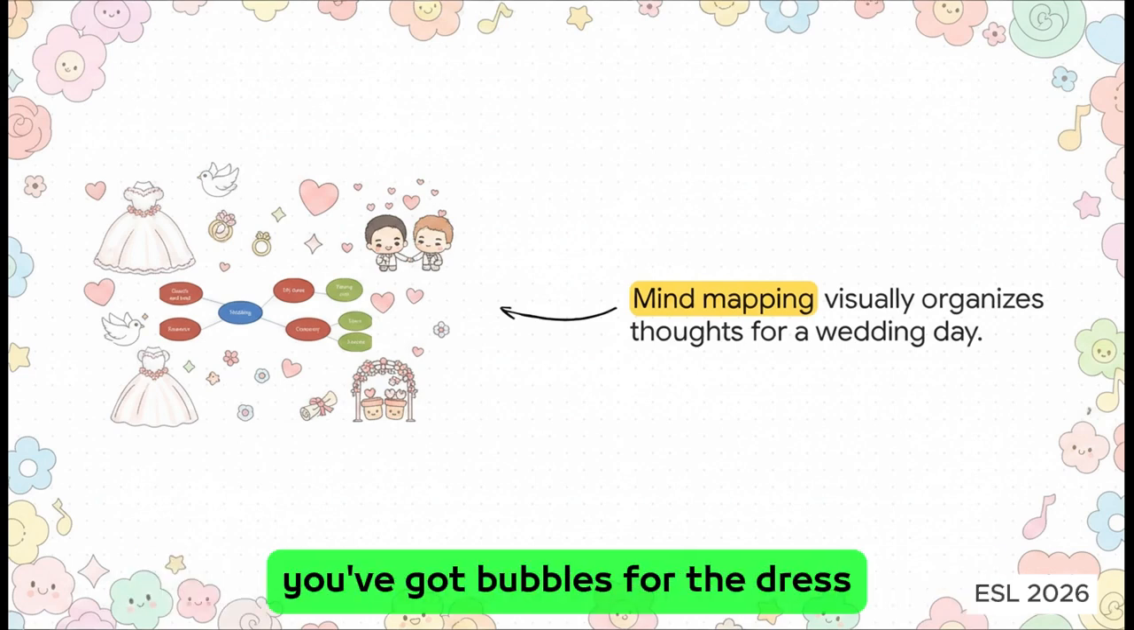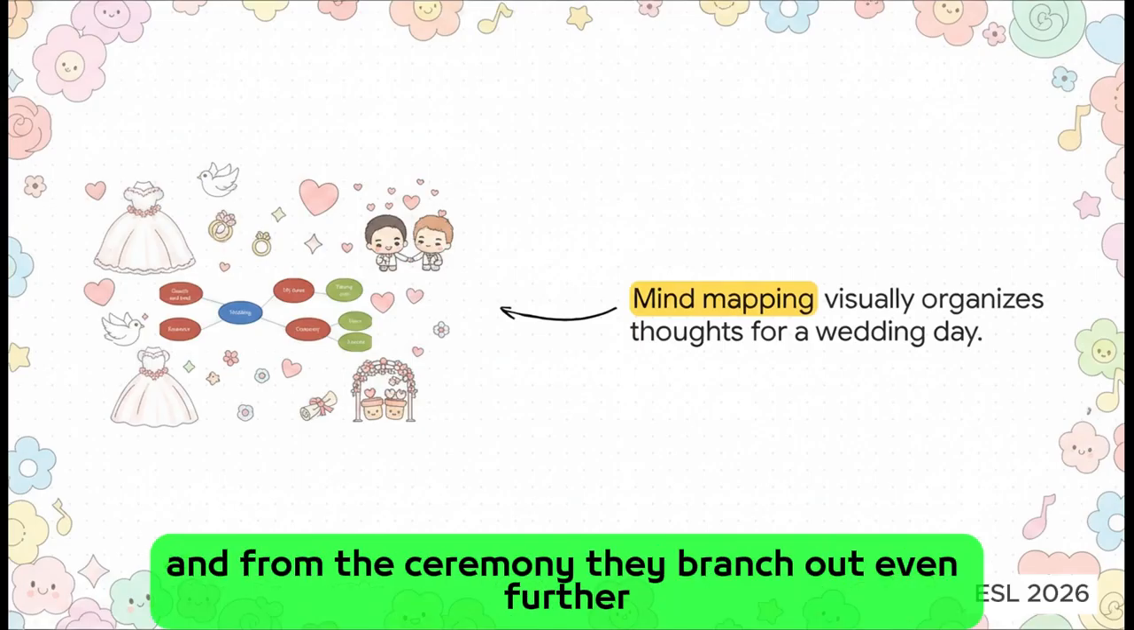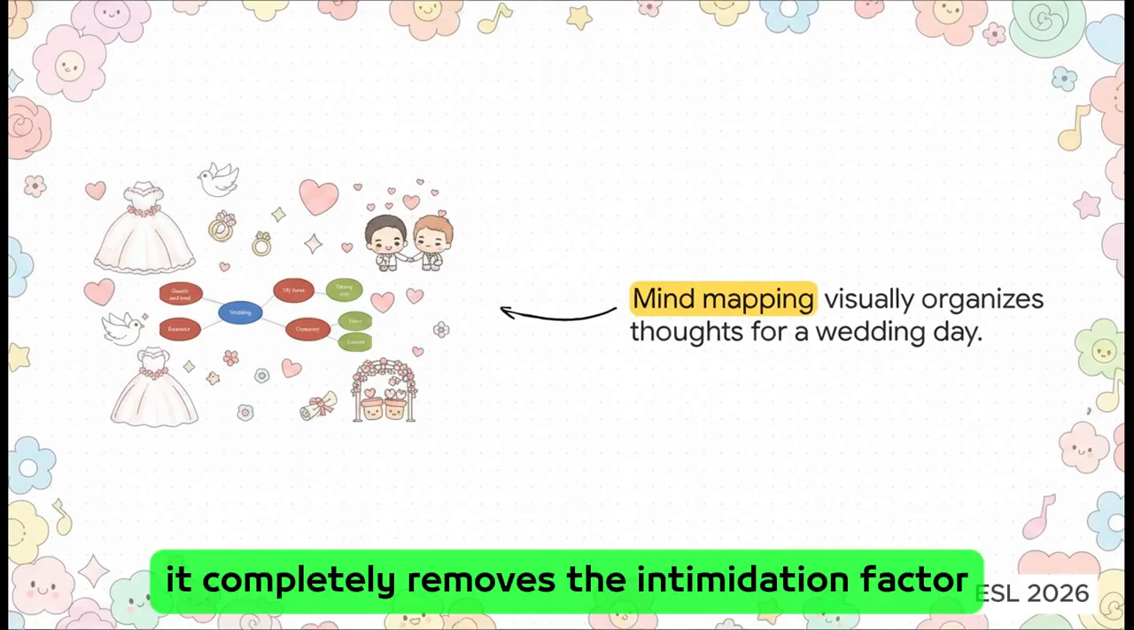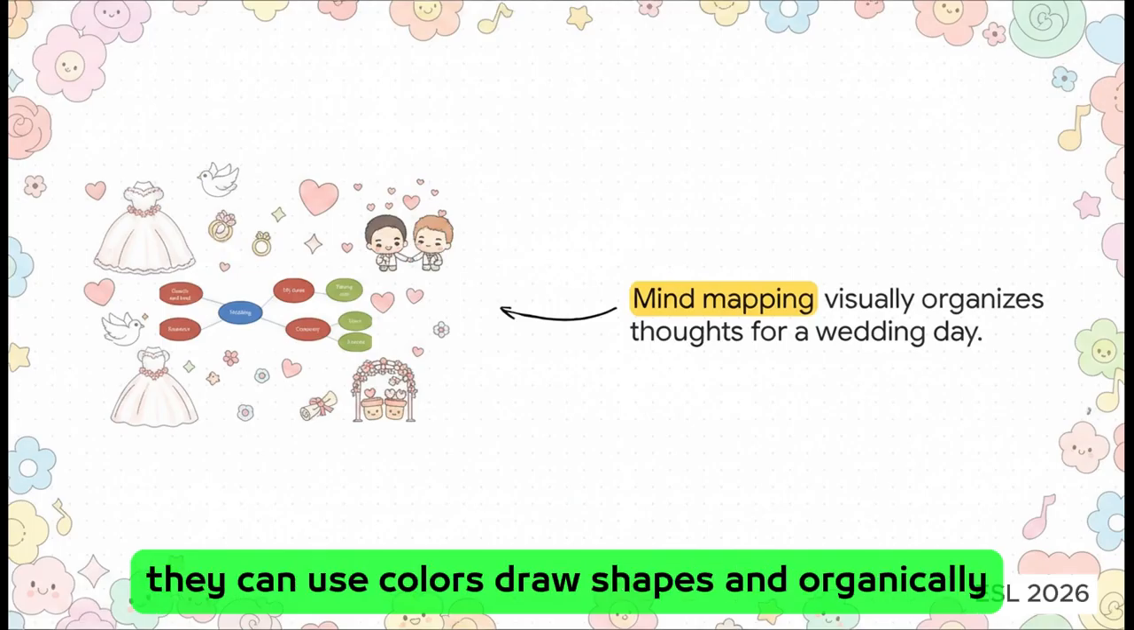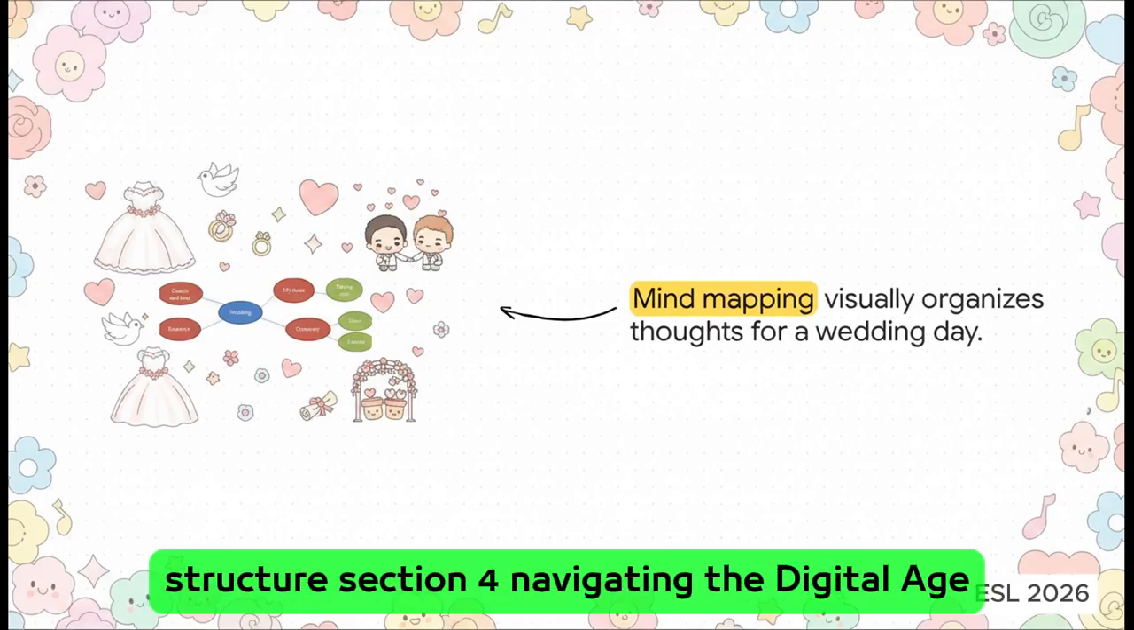You've got bubbles for the dress, the ceremony, the romance, the guests. And from the ceremony, they branch out even further into vows and parents. It completely removes the intimidation factor. They can use colors, draw shapes, and organically grow their outline without stressing over rigid structure.